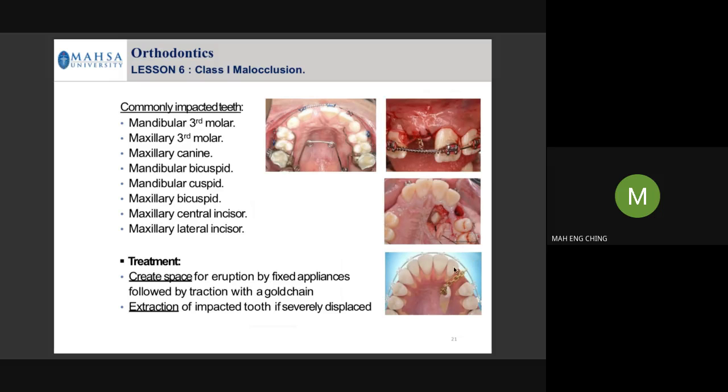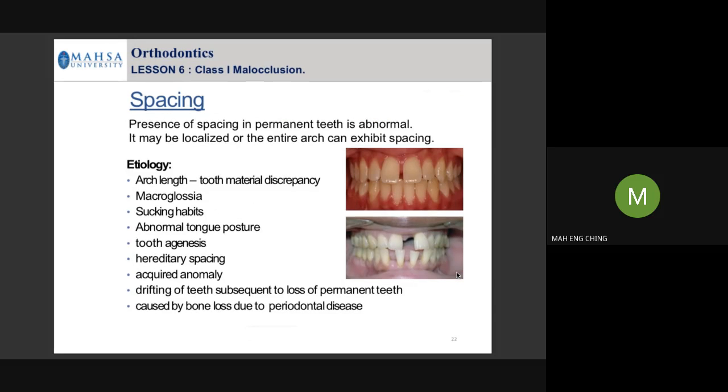Of course, the first thing, you have to create the space first. No space, no alignment. Simple. So space first, then alignment later. So spacing is very simple. If you have more than enough space, you don't need to take out any teeth. You can straighten the teeth straight away. In fact, the extra space, you have to close it with braces.